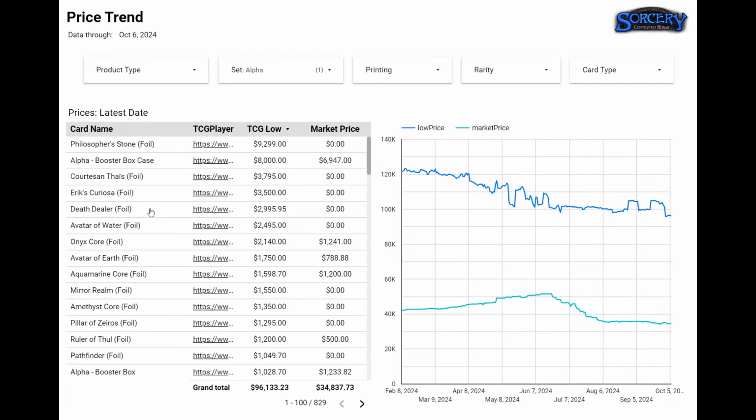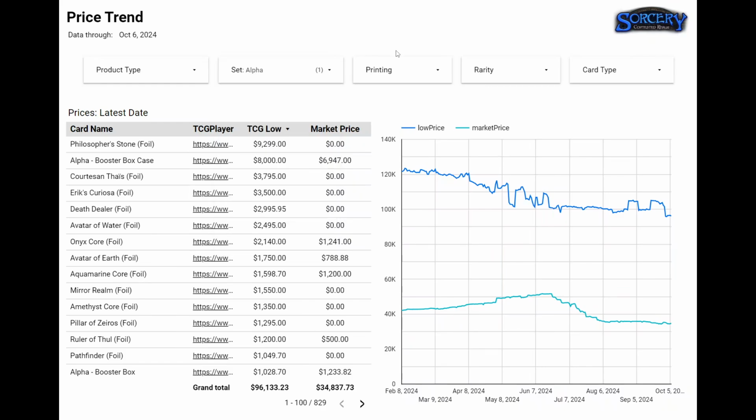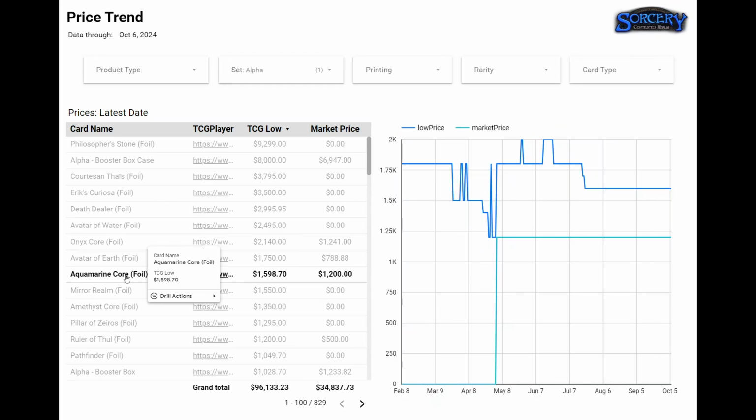This is the price trend. I think this is one of the cooler features of this application. It has a pretty rich price history going back to February. It has all of the sets, it's not just Arthurian Legends. So we've got Alpha, Beta, and Arthurian Legends. And you can see the card and the trend, and you can click to see what the price is doing over time.